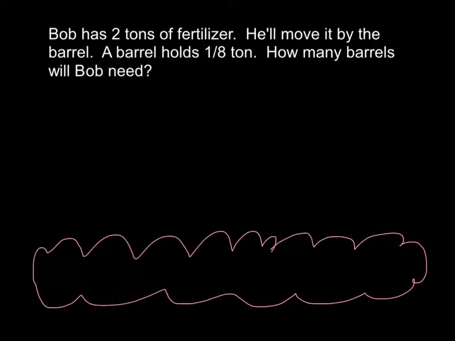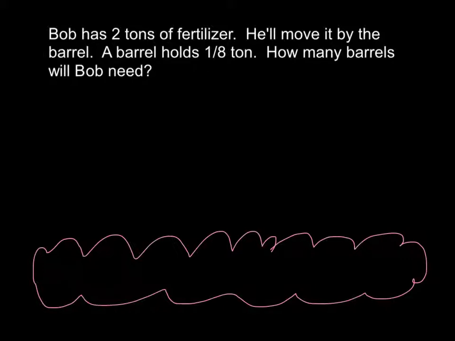So here's a different scenario. Bob has 2 tons of fertilizer, and he'll move it by barrel. A barrel holds 1/8 of a ton. How many barrels is Bob going to need? All right. Now we start out with 2 tons of fertilizer, and it looks like we're going to have to group it into barrels of 1/8 of.